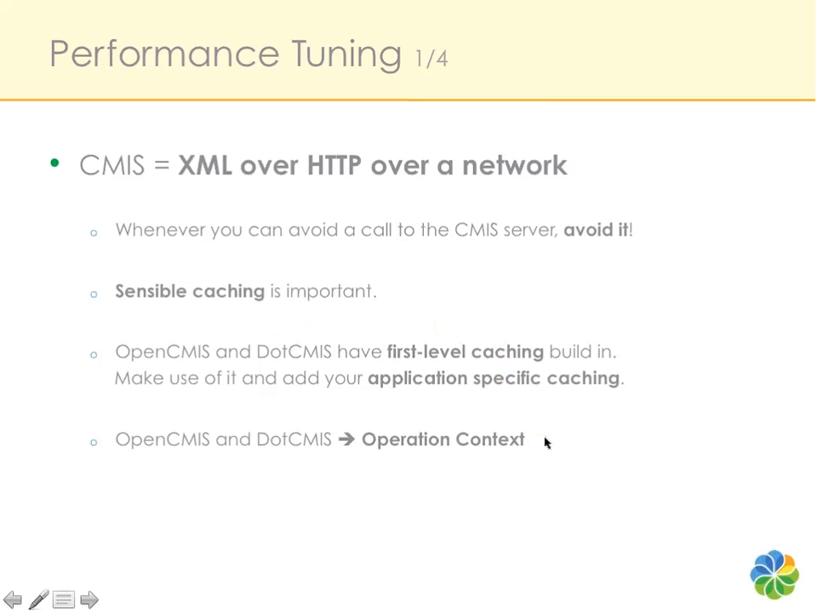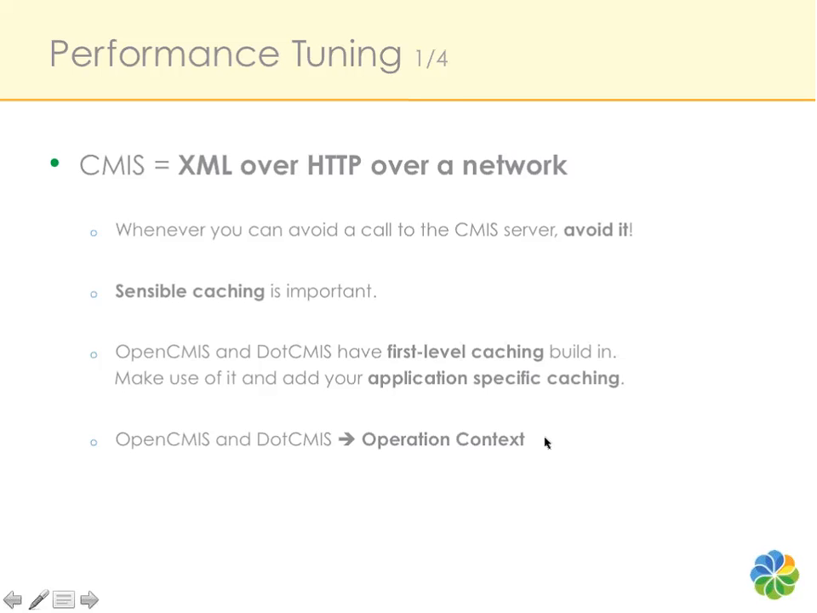OpenCMIS and .CMIS have a first level caching built in. Get familiar with it. Look at what is called an operation context. It will cache for you objects, types, repository infos, all those kinds of things. And it makes a huge difference.